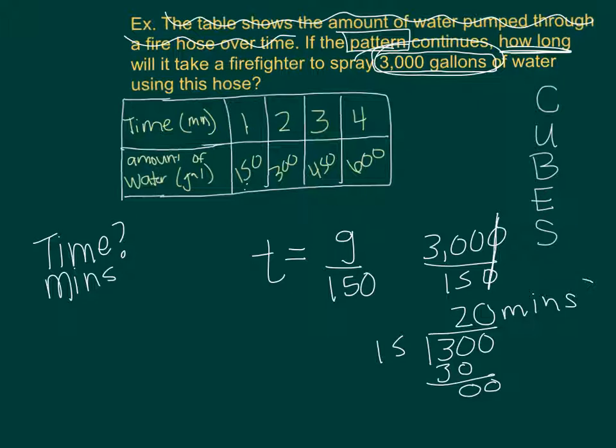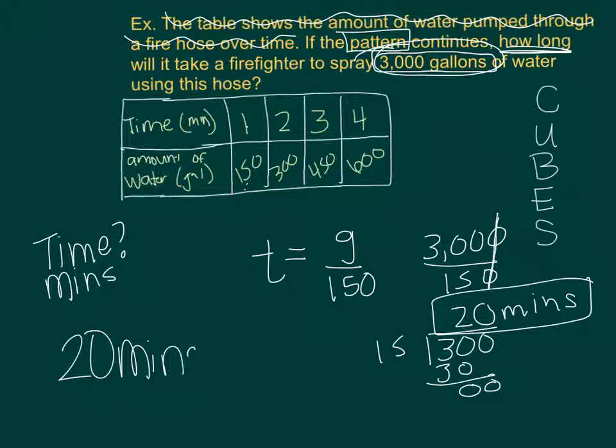Does that make sense? Is that logical? Yes, it would make sense. It would take about 20 minutes for 3,000 gallons to be pumped through. So 20 minutes is my answer.